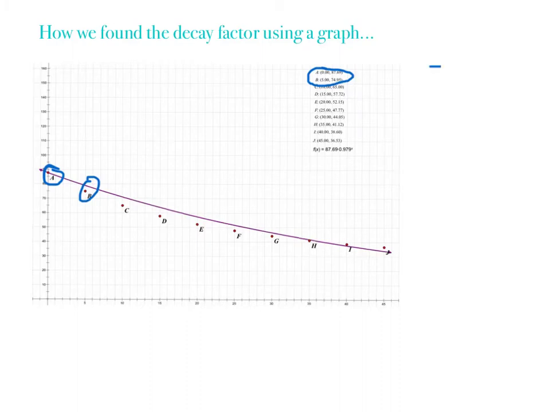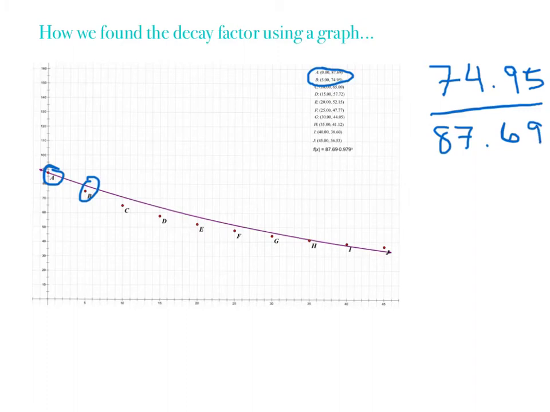Now, what you have to do is do the 74.95 divided by 87.69 to get 0.85. See, it's basically the same thing as before. And you could do this with any other 2 points on the graph. You might not get the exact same decay factor, but as long as it's close, that's all that's really important.